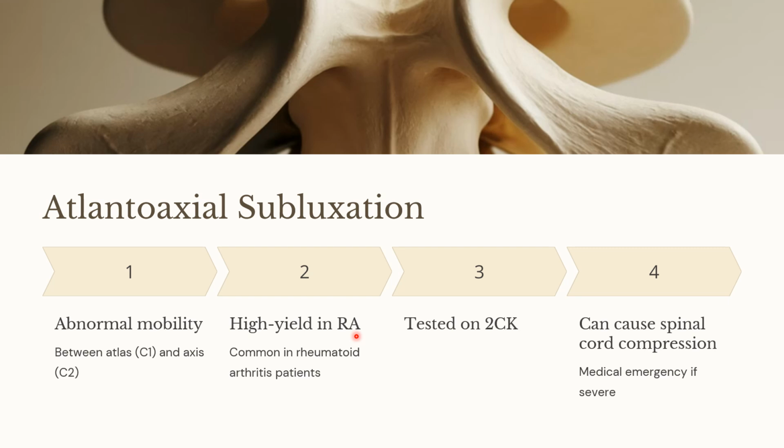So what precaution has to be taken when a patient with rheumatoid arthritis comes for any other surgery? A CT of the neck or flexion-extension x-ray of the neck should be taken prior to surgery, because when a patient is intubated, atlantoaxial subluxation has to be ruled out, and care has to be taken when intubating a patient with rheumatoid arthritis because of this risk. So this is how the knowledge will be tested in the exams.